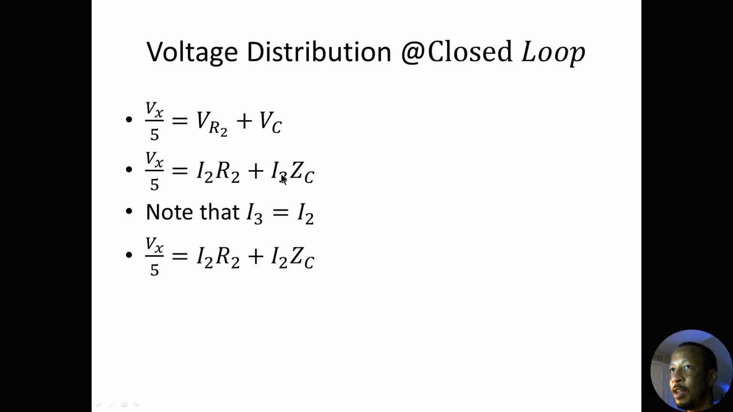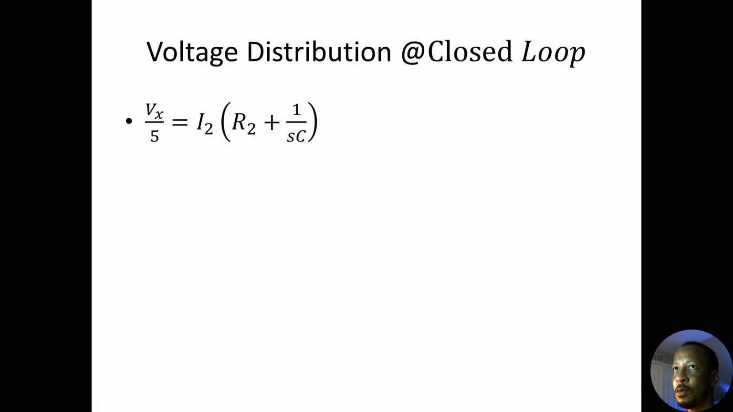You're replacing it. So you replace I3 here with I2, and then you get this expression, Vx over 5 equals I2 R2 plus I2 Zc. Then Zc is equal to what? 1 over Sc. Next, you're going to factor out I2 from that expression, and then you're left with R2 plus 1 over Sc on the right side there. Next, you have Vx over 5 equals I2, and once you combine this expression, then you get this expression, which is Sc R2 plus 1 over Sc.